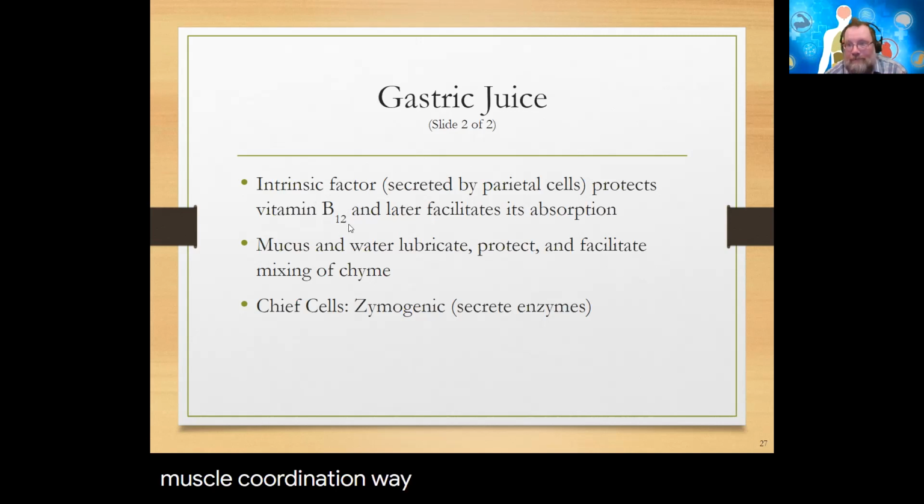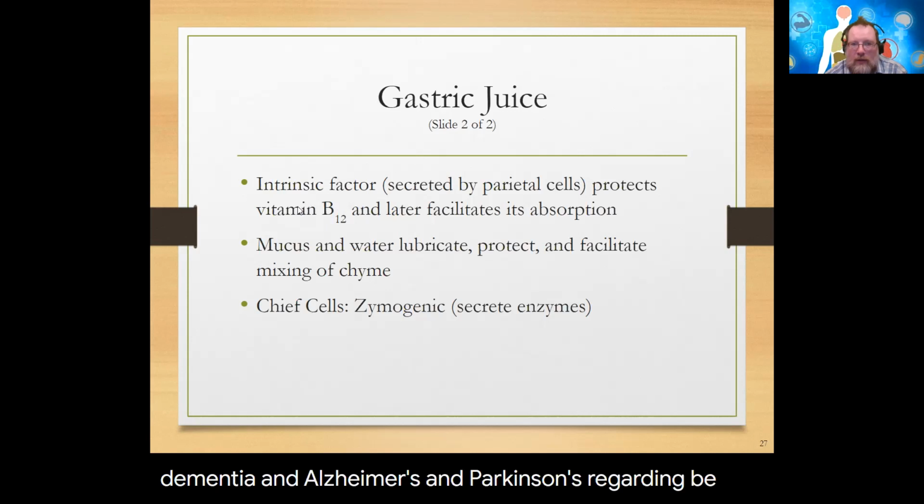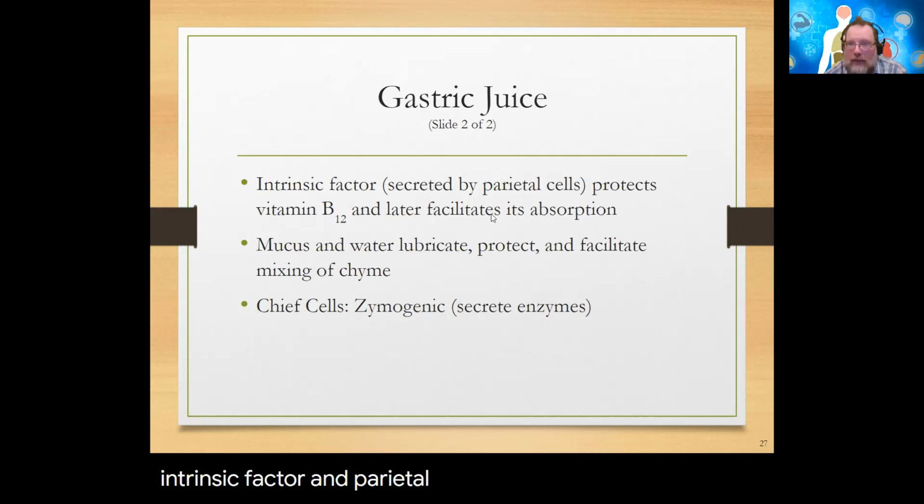Anyway, so they've done research with dementia and Alzheimer's and Parkinson's regarding B12, intrinsic factor, and parietal cells of the gastric mucosal lining.